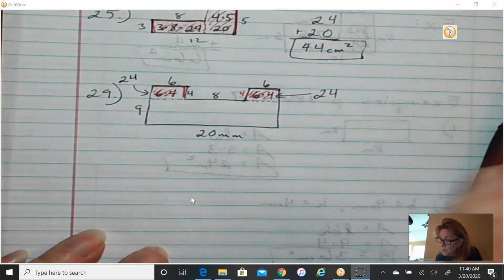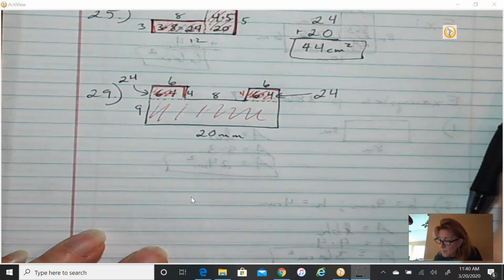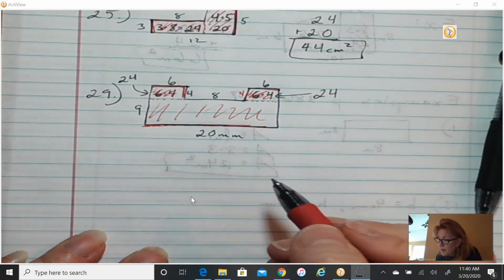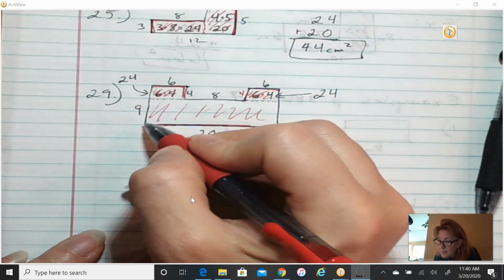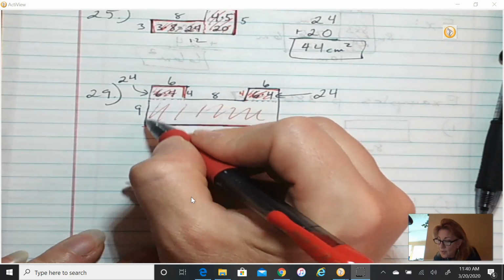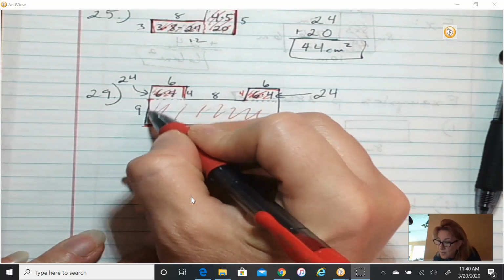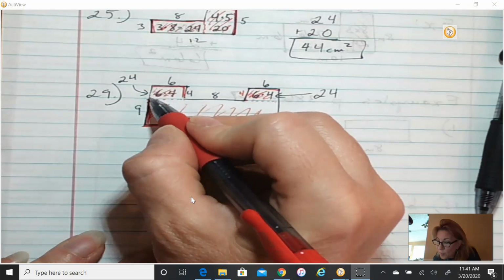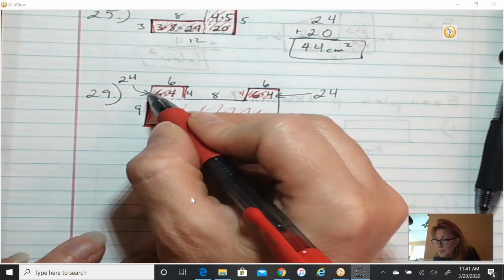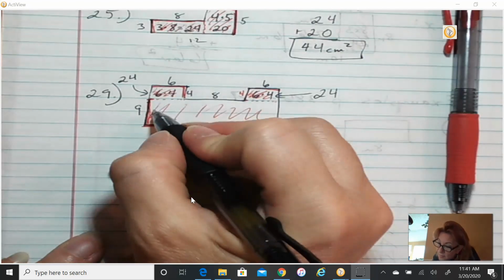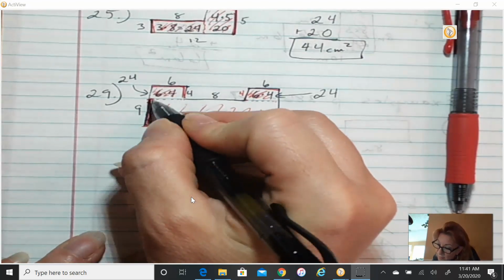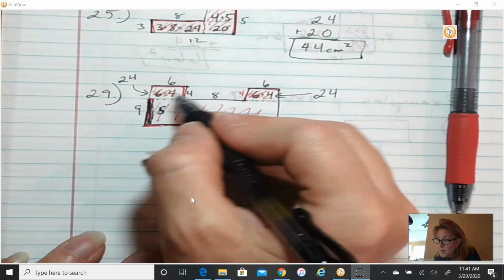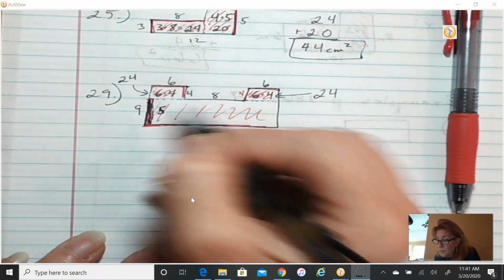Okay? So now we've got to figure out this one right here. We've got 20 for this side, but we've got to figure out this side right here. It's not 9. 9 is for this whole thing right here. We just want to go from here to here. So we do 9 minus 4. So really, from here to here is just 5, because this whole thing is 9, so 9 minus 4 for this section gives us 5.